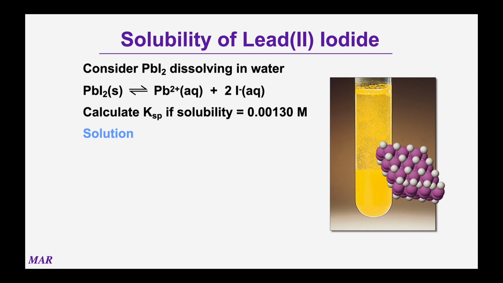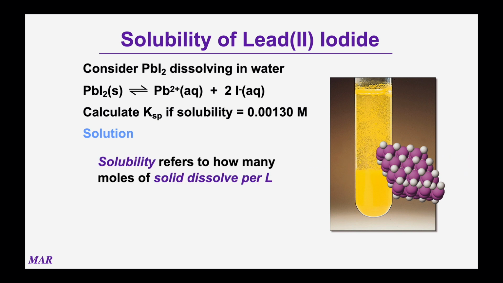So what we're going to do in this problem is convert the solubility, how many moles of the solid dissolve per liter up until seeing a solid, into a Ksp, and it's not too bad. Solubility, again, refers to how many moles of a solid dissolve per liter. When you go above that number, you'll see a solid form. If you're under that number, you won't see a solid form. They should all be able to dissolve in that amount of water. Solubility is literally the moles of PbI2 that can dissolve per liter of water.